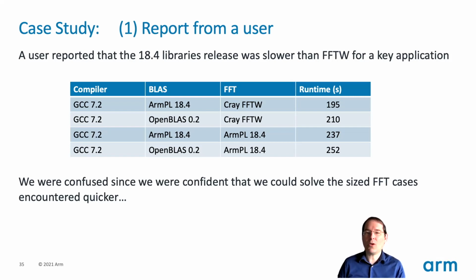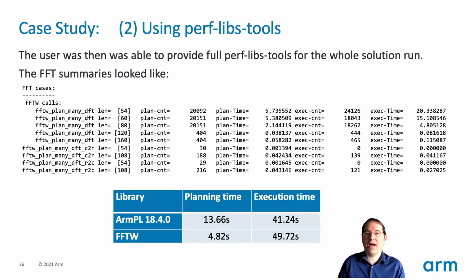So we were really intrigued as to know why we were like 15 seconds slower in terms of solving these FFT cases than FFTW was. So we ran some perflibs tools, or the user ran the perflibs tools and provided a lot of data to us. And as part of that, we could actually start to get the sorts of breakdowns we were interested in. So on the left, you can see which calls they're making and the lengths of the FFTs that they were solving.